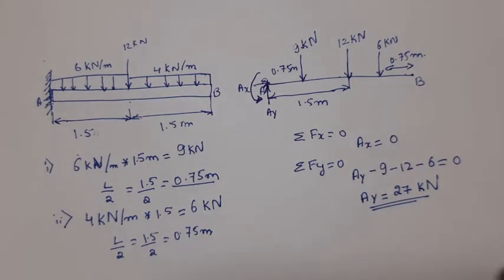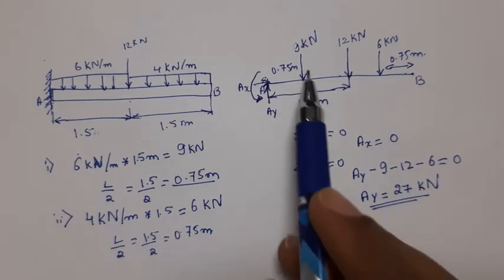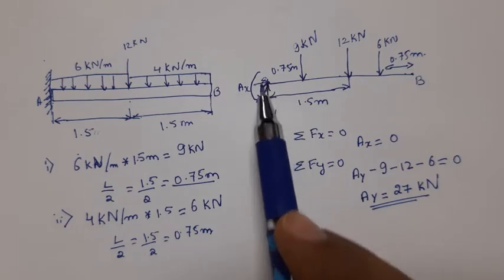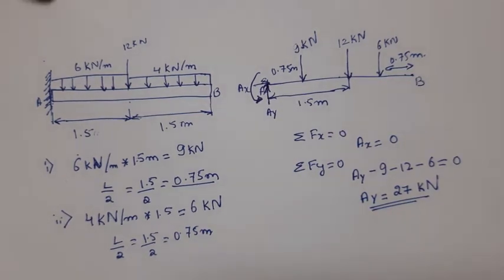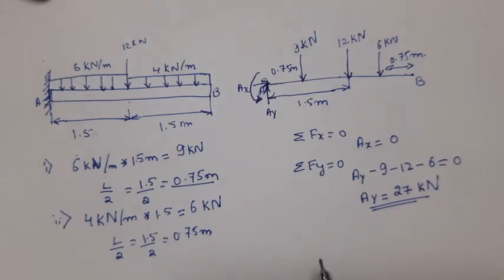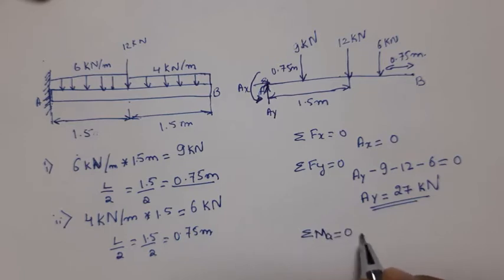As the force system is non-concurrent, we must take the summation of all the moments about a point to check whether this beam is in equilibrium or not. To find the moment from this particular point, that is point A, we take the summation of MA equal to 0. This is the condition for equilibrium.